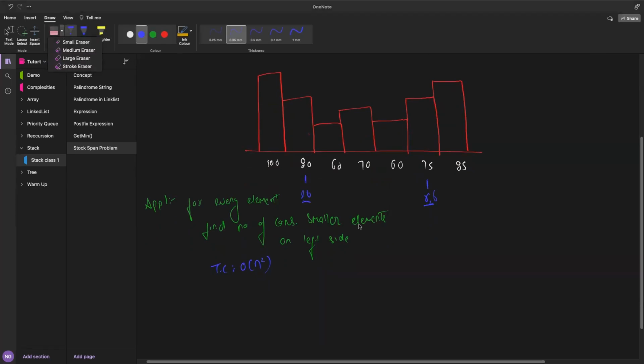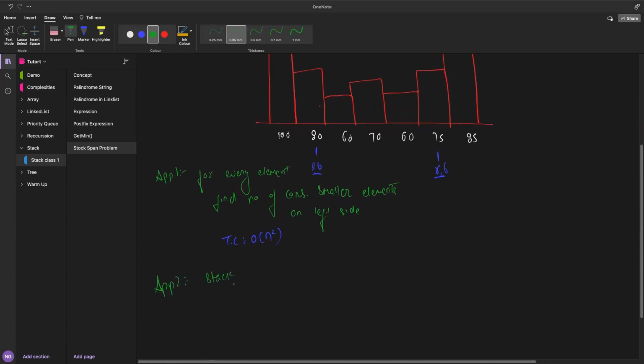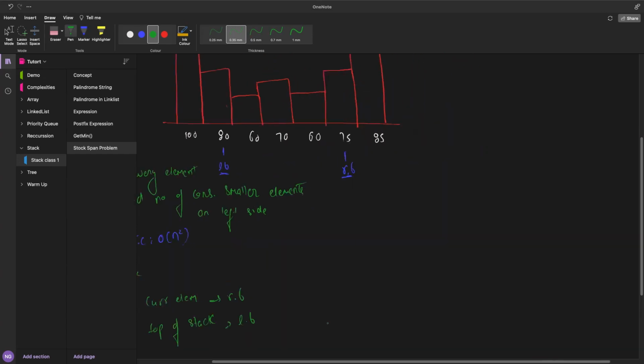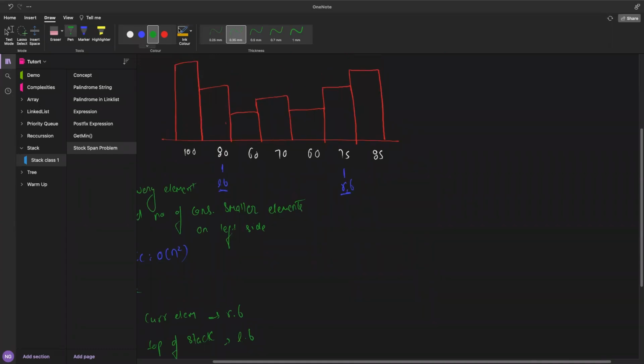So how can we maintain this boundary? The second approach is that we can use a stack to maintain such boundaries. While using the stack, the current element will become the right boundary and the top of the stack becomes the left boundary. So stacks are also used to maintain boundaries. Now let's see how we can maintain the boundary.